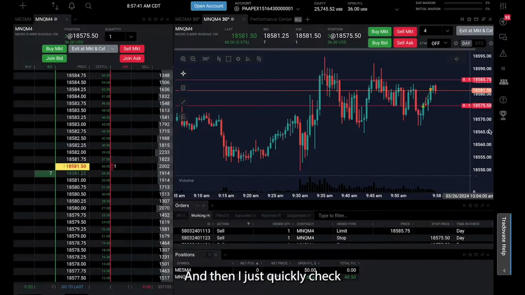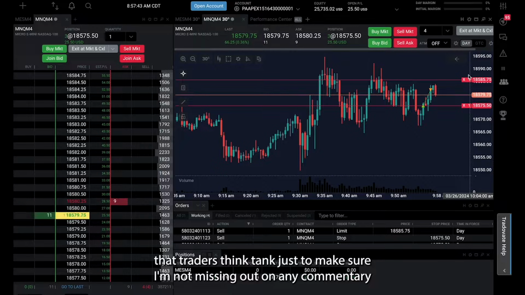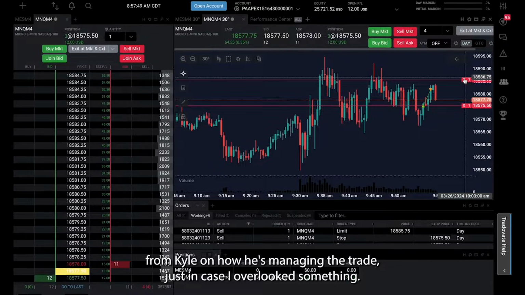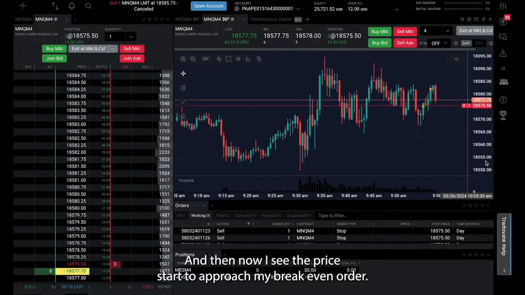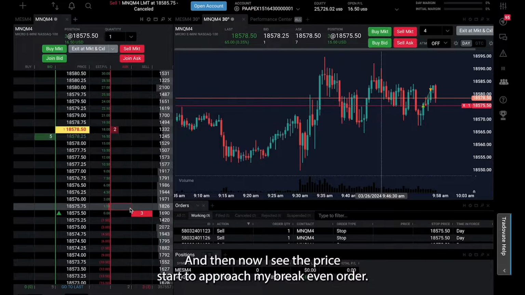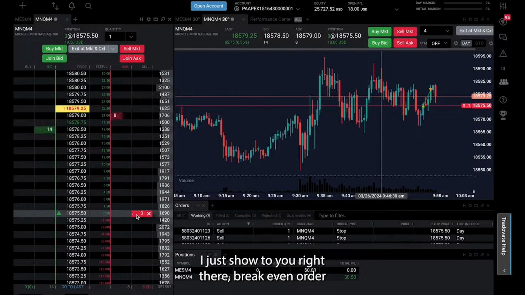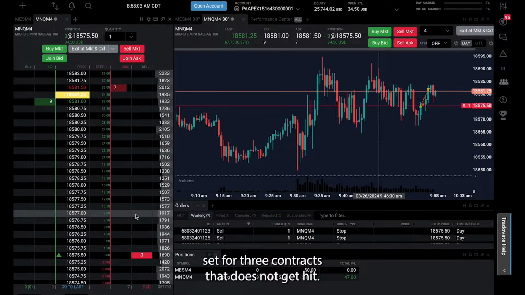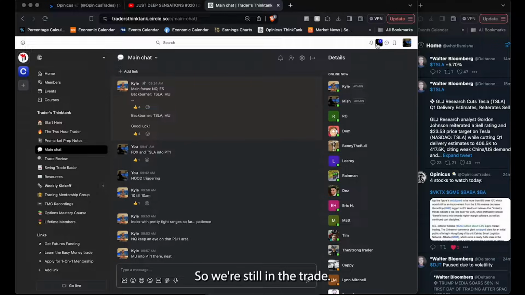And there I just quickly checked the Traders Think Tank to make sure I'm not missing any commentary from Kyle on how he's managing the trade, just in case I overlooked something. Then I see the price start to approach my break-even order. And here you go, I just showed you right there, the break-even order set for 3 contracts. That does not get hit, so we're still in the trade.